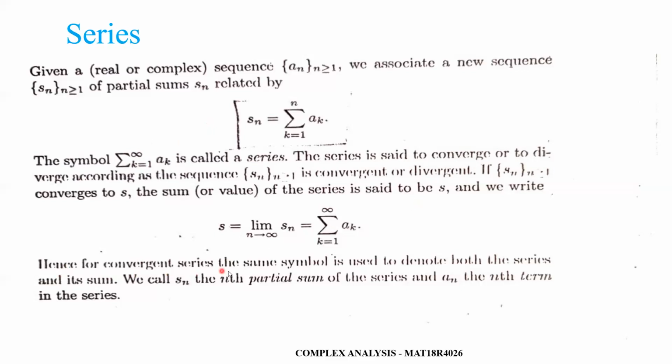Hence, for a convergent series, the same symbol is used to denote both the series and its sum. So in future, we will write this symbol only. Whenever we write this symbol, that means this series is convergent. When there is no ambiguity; if there is some ambiguity, then I will mention it differently. But in general, this denotes the sum of the infinite series, whenever it exists. We call Sn the nth partial sum, as it's defined over here, and an the nth term in the series.